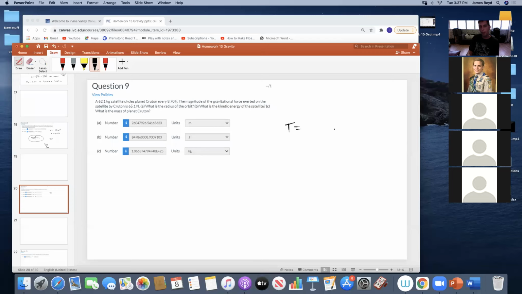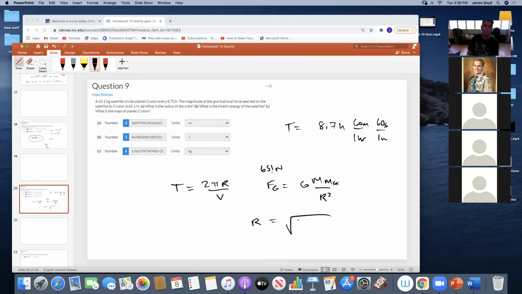So the period, we're told, is 8.7 hours. One hour is 60 minutes, and one minute is 60 seconds, so you can turn that into seconds. I don't care what that is. But we're asked for the radius of its orbit. Now we know that T is equal to 2 pi R over V. It's in a circular orbit, okay? We also know that the force of gravity is GMm over r squared, and we do know that this is 65.1 newtons, and we do know the mass of the satellite, but we don't know the mass of the planet, and we want r. So we have that r is the square root of GMm over the force of gravity.